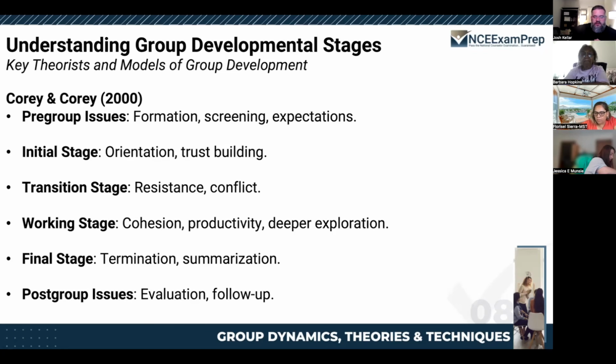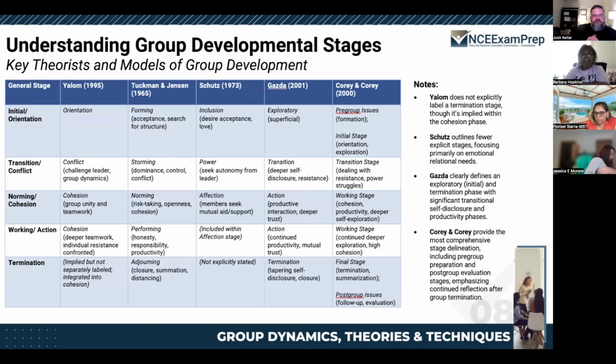Okay. So here's a chart that I created that has these 5 primary theorists and the stages as they're named. Really, we've got 5 different stages, and you'll see in Corey and Corey how we've got 2 stages within the first stage, and then 2 stages within the last stage as well.